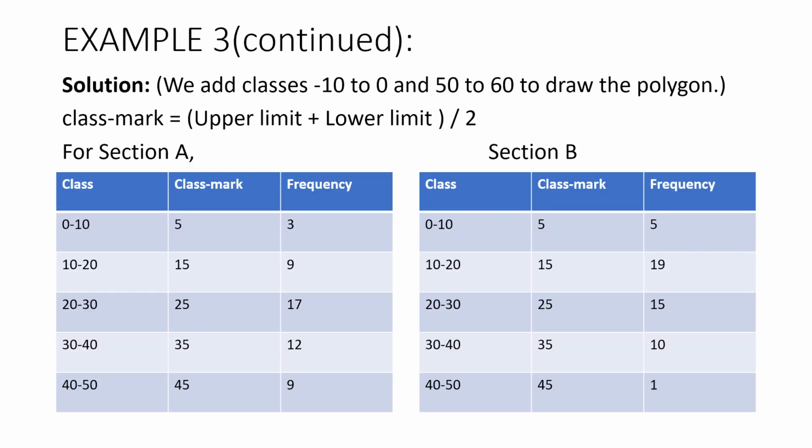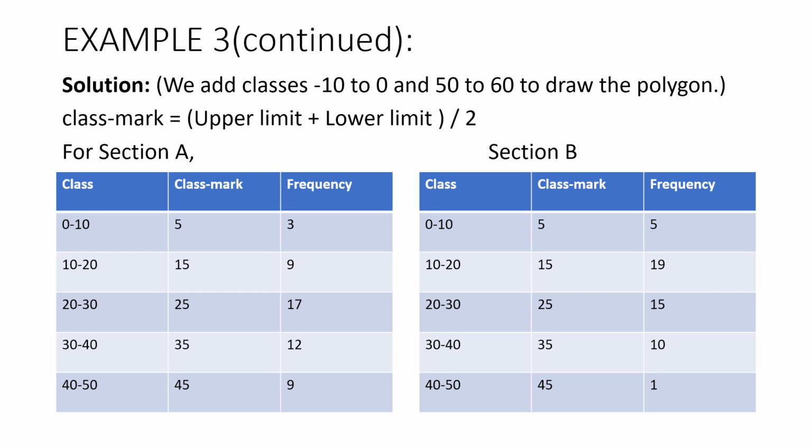We first find the midpoint of the class, meaning the class mark for each class. Like 0 to 10, it is 0 plus 10 by 2, which is 5. 10 to 20, 20 plus 10 by 2, means 30 by 2 or 15. So find the midpoint of each class and we have written the frequency beside it.